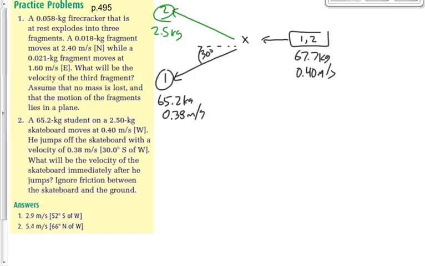Hey, it tells us to ignore friction between the skateboard and the ground. What are they really telling me there? They're telling me in simpler language to pretend that this is an isolated system, right? You know what? We probably would have pretended it was an isolated system anyways, even if they didn't say that, right? They're just confirming for us that we can do that.